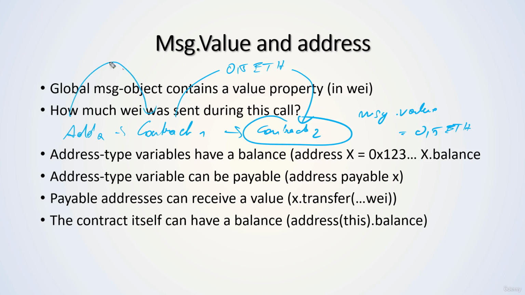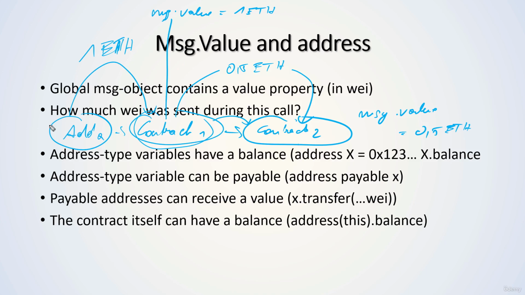And if this one sends over here 1 ETH, sorry, my handwriting, then over here the message value will be 1 ETH. So it depends on where you are calling message value, from which point of view. This contract initiated this call, and over here it will be 0.5 ETH, and this contract sees this address here as the initiator, and this one will be 1 ETH.